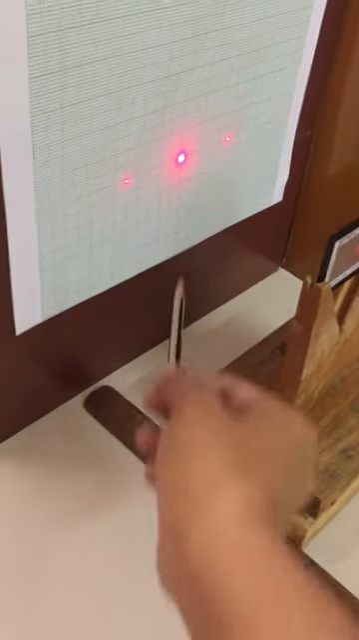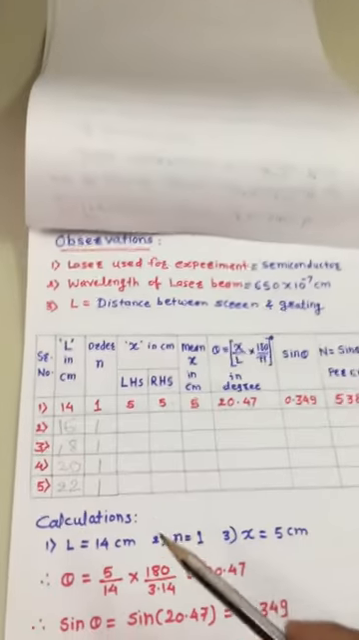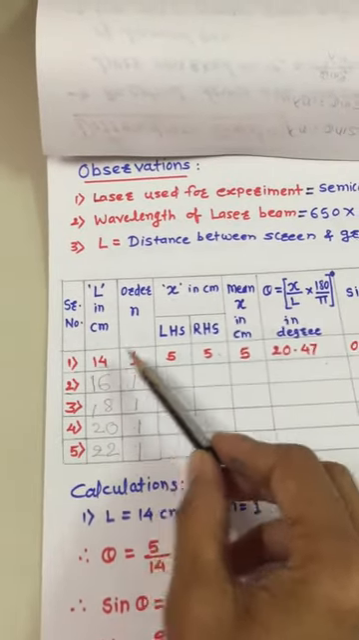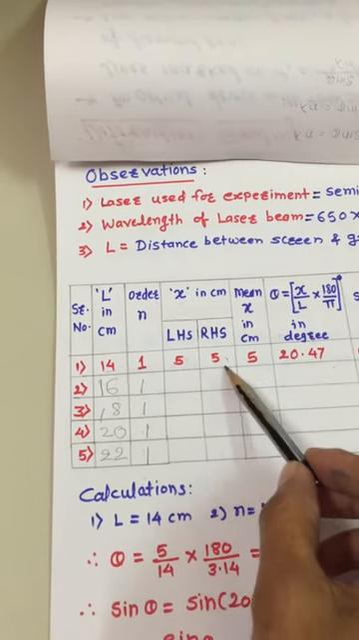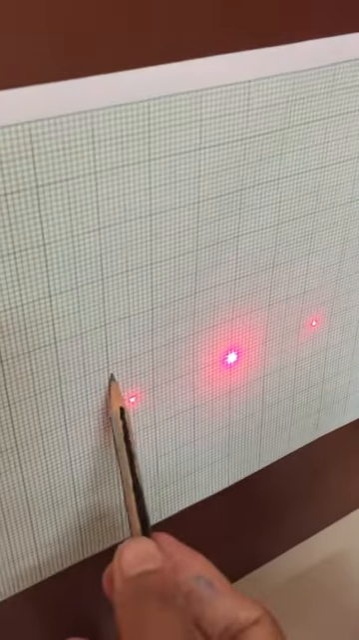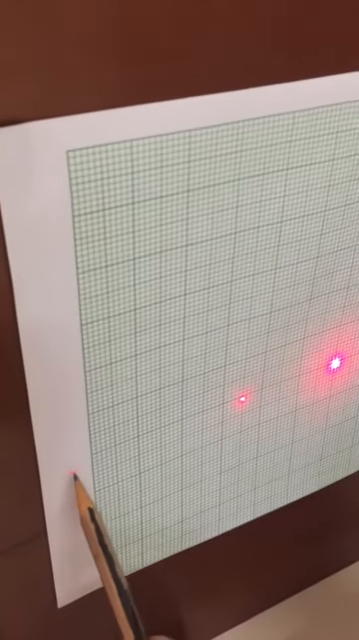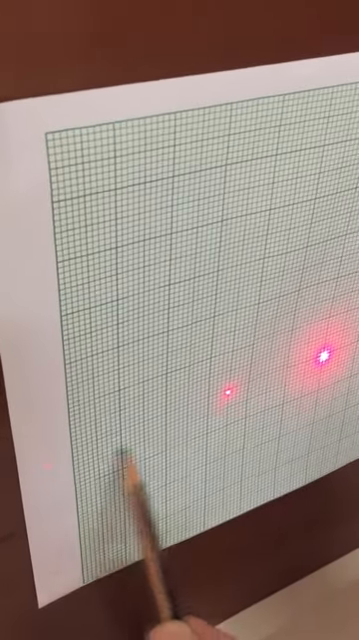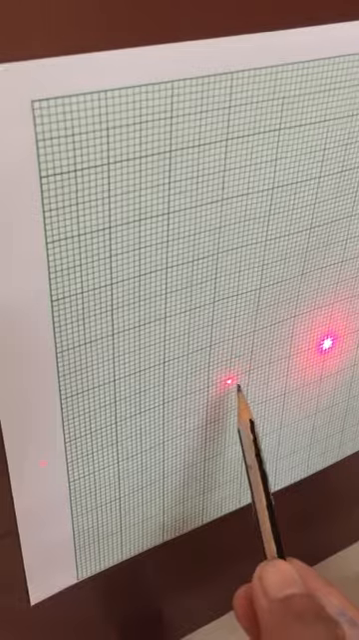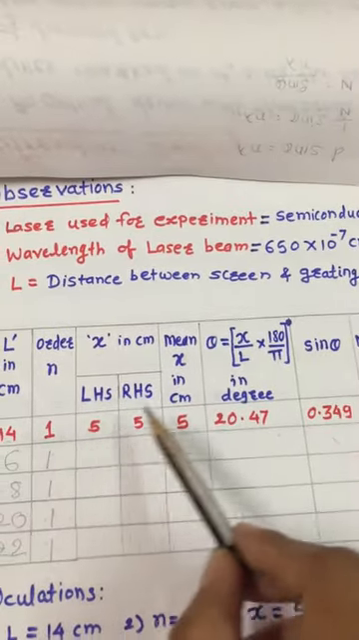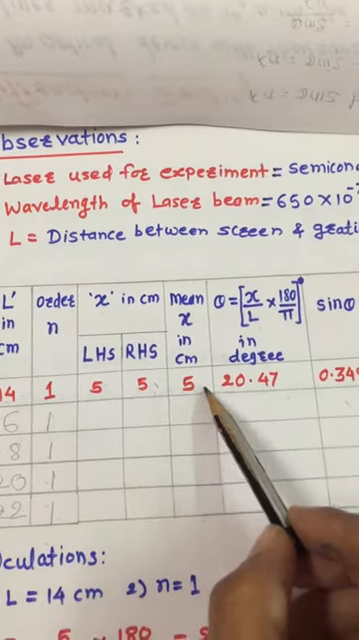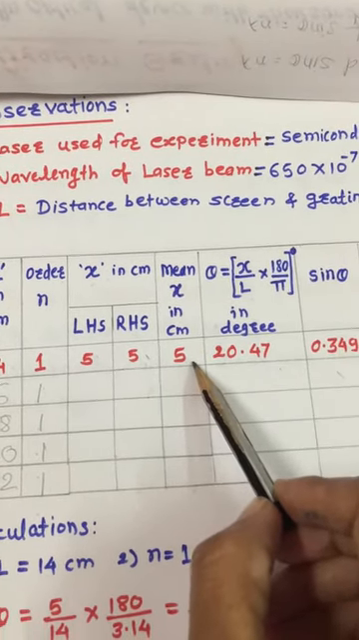So this 14 and this 5 we have noted in the observation table as 14, 5 LHS, 5 RHS. As we have taken the first order, while the second order is visible here, it is very faint, so we are going to consider the first order. So here the order taken is 1, LHS 5, and mean X comes out to be 5.